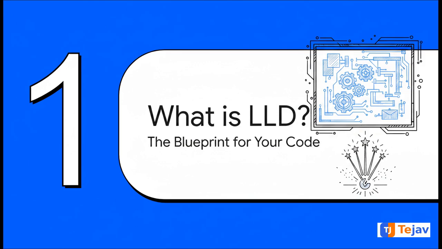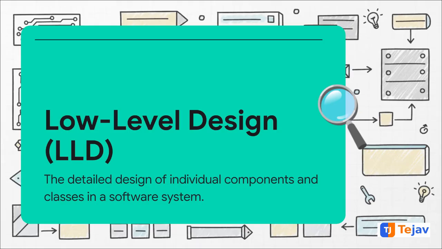Seriously, think of it as the actual, detailed blueprint for your code. It's where all the abstract ideas start to become real, tangible software. So what is it exactly? Well, LLD is all about the nitty-gritty details. We're talking about how individual classes are going to be structured, how objects will interact with each other, and what methods will do all the heavy lifting. It's that micro-level planning you do before you even think about writing production code, and it helps you build things the right way the first time.